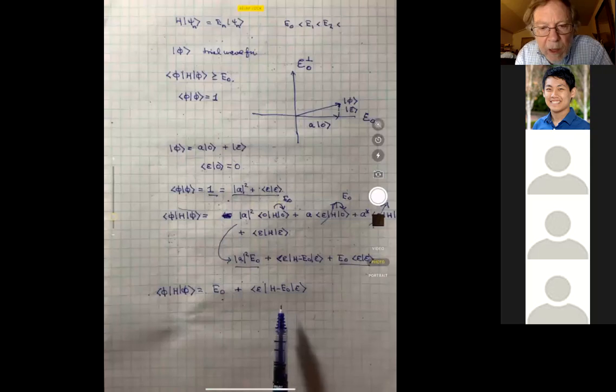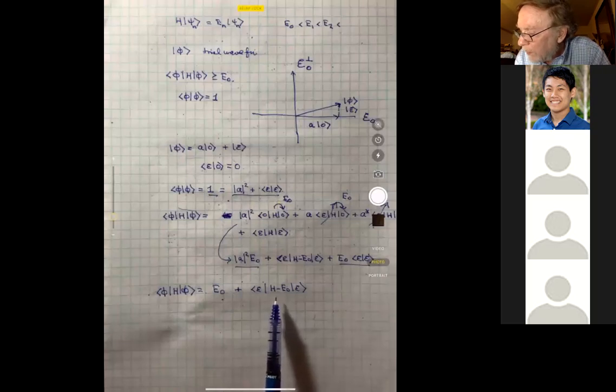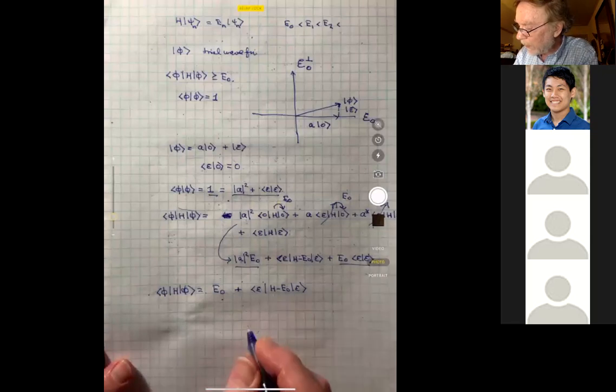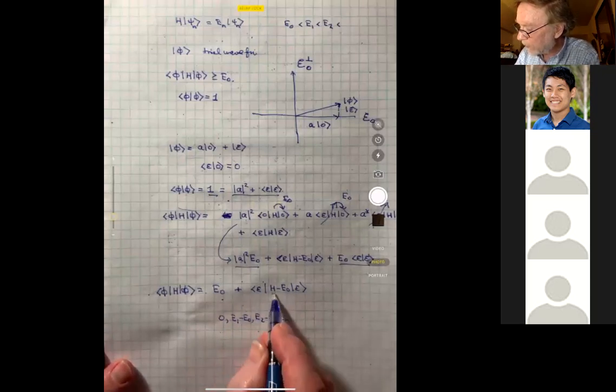Now, h minus E0 is a non-negative definite operator. What that means is that all of its eigenvalues are non-negative. That's to say they're 0 or positive. We know that because the E0 is just a constant, just shifts the eigenvalues of h down by E0, but the E0 is the first eigenvalue of h. So the eigenvalues of h minus E0 are 0, and then E1 minus E0, and then E2 minus E0, and so on like that, if you look at the eigenvalues of h minus E0.